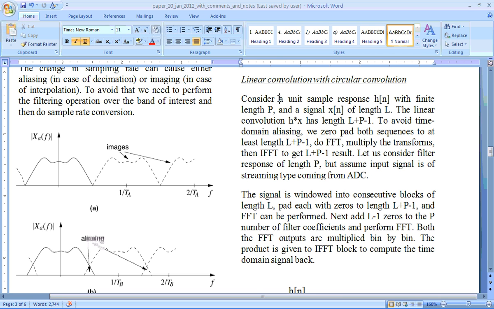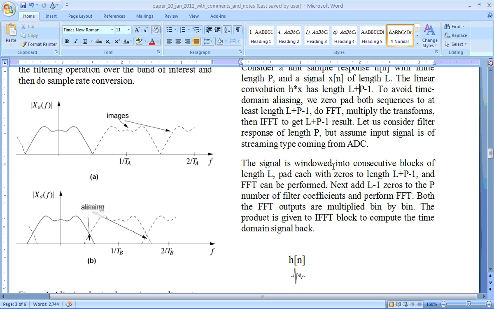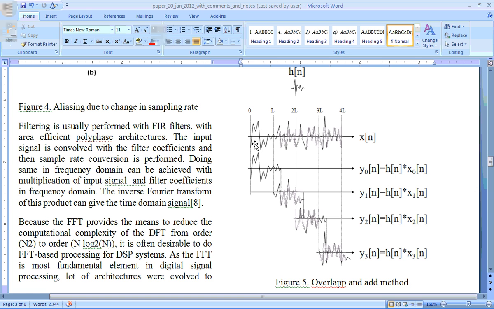Consider a unit sample response h of n with a finite length P. So we are talking about a filter whose length is P, an FIR filter, and a signal x of n of length L. This we already discussed. To avoid the aliasing, we do zero padding for both of these, one the filter coefficients, the other the input signal. Then we compute a higher point FFT, that is an L plus P minus 1 point FFT. Then we add. That's what I have explained here.